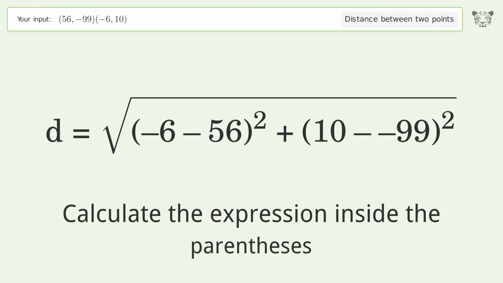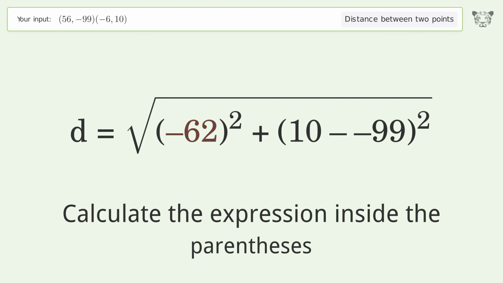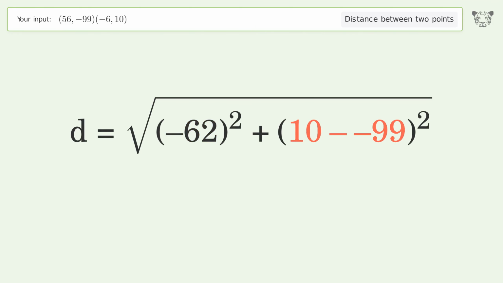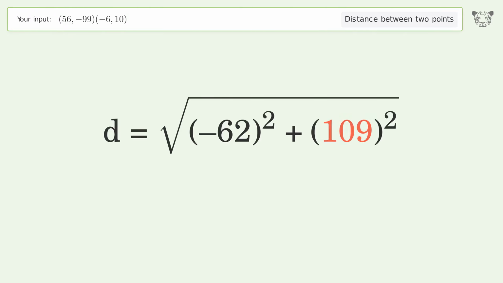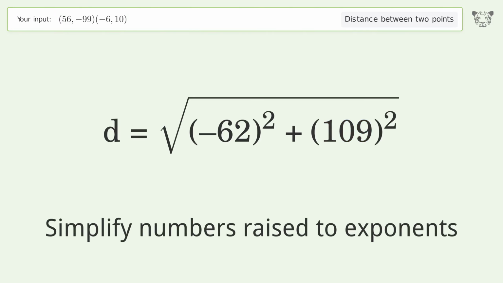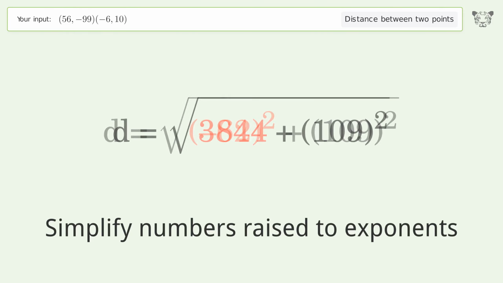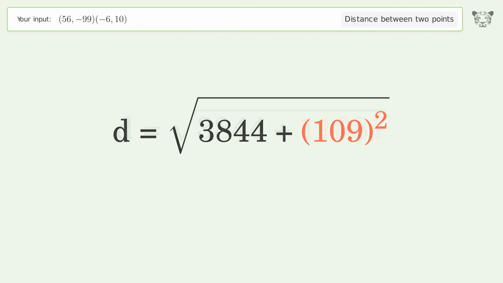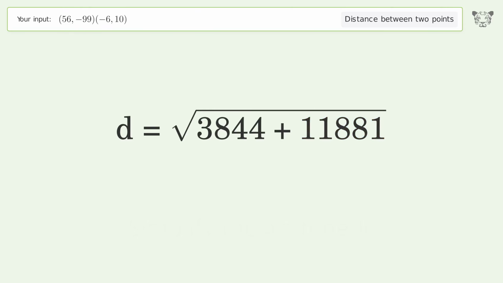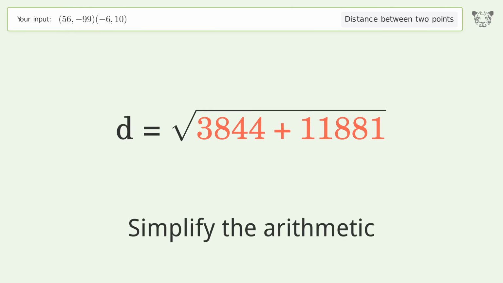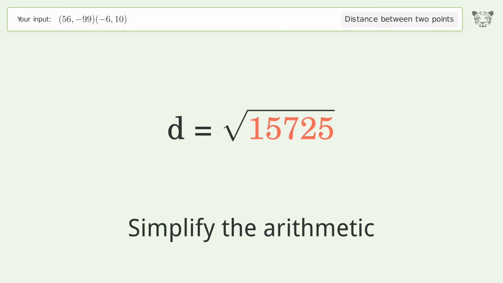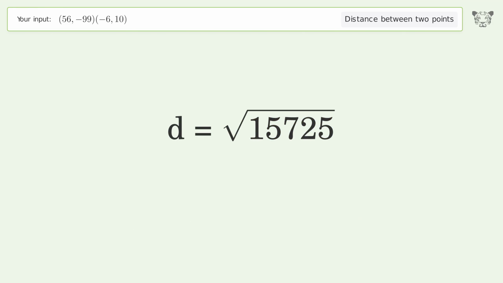Calculate the expression inside the parentheses. Simplify numbers raised to exponents. Simplify the arithmetic. And so the distance between the 2 points is the square root of 15,725 or 125.399.